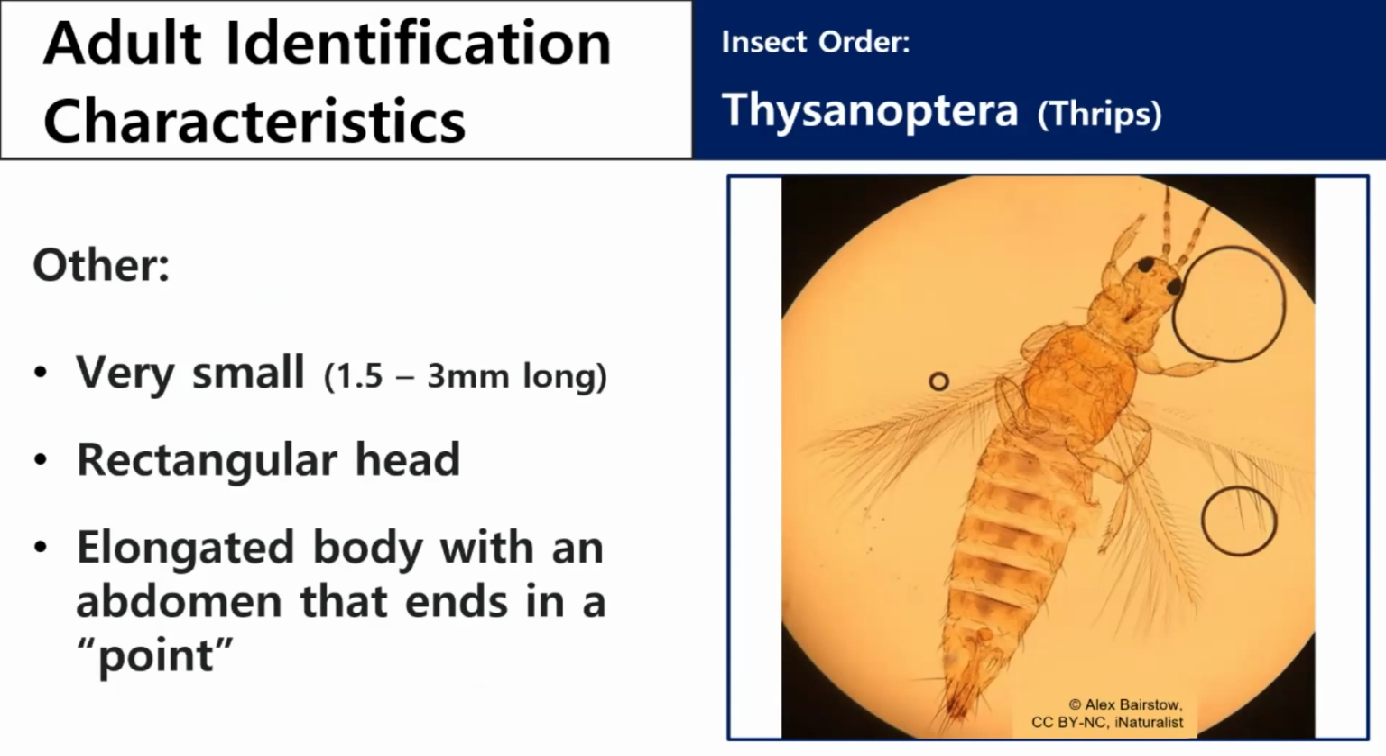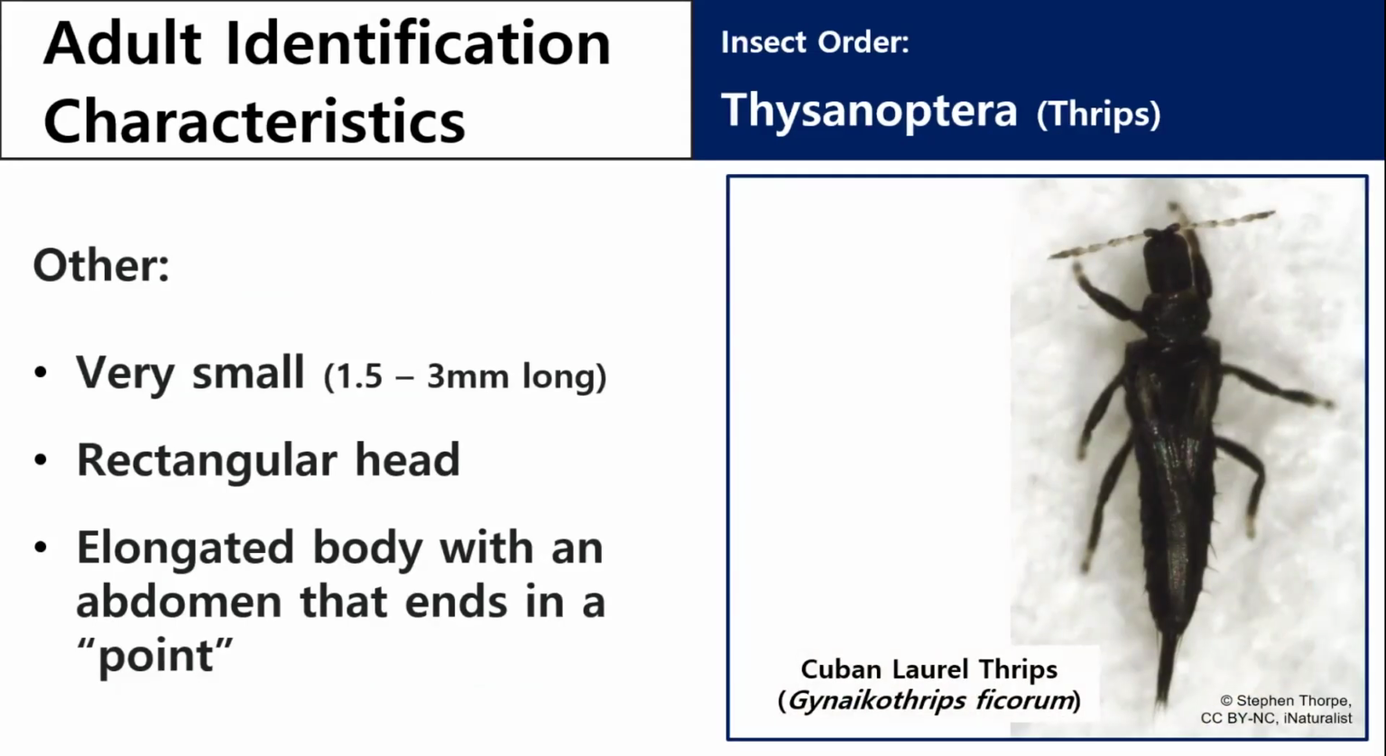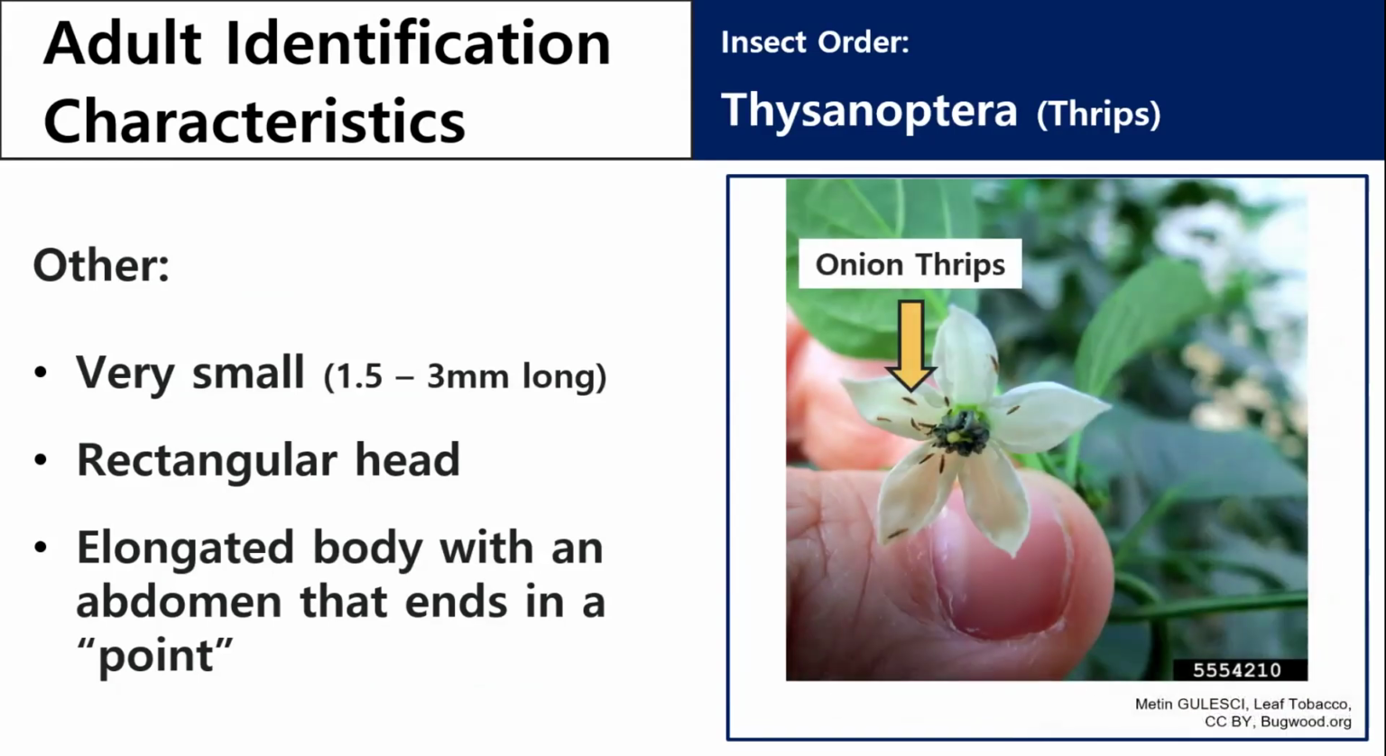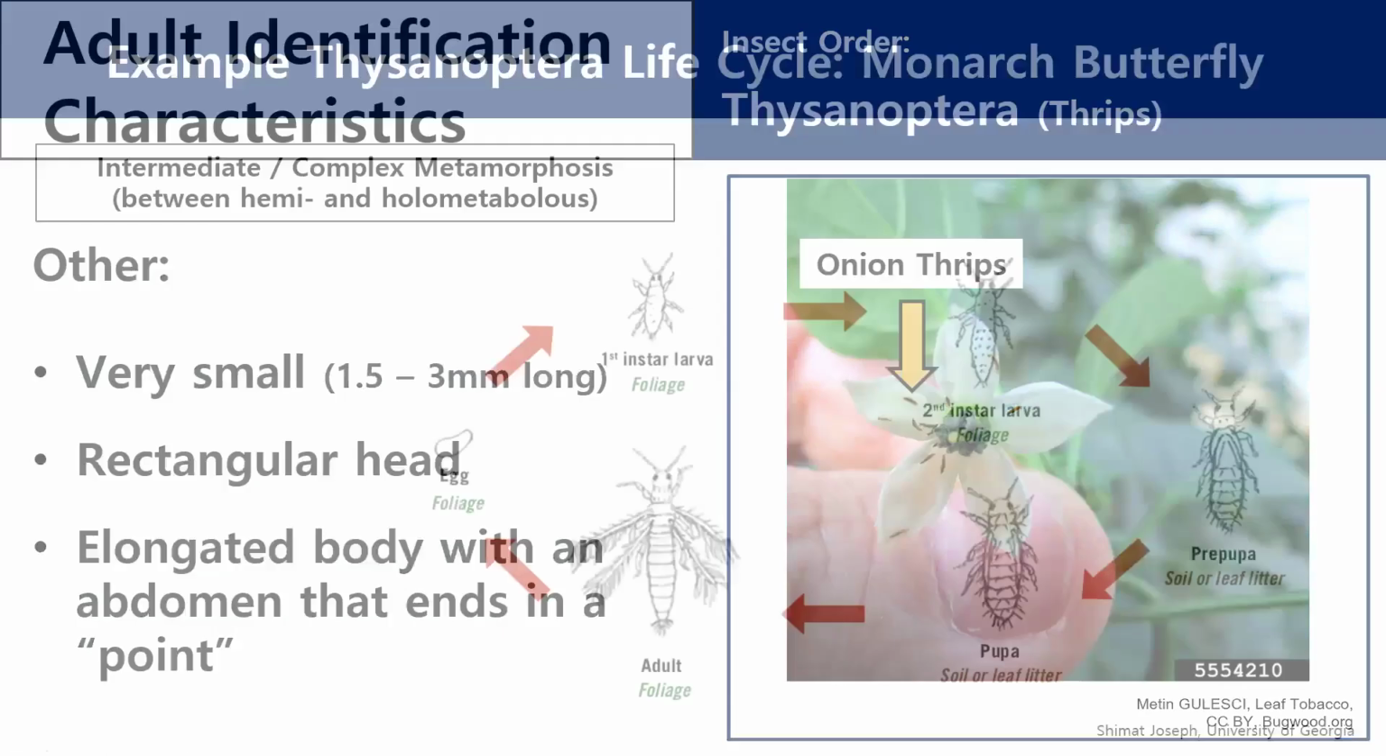So a hand lens is very helpful here when we're looking at these particular insects. They have an elongated body that typically ends in a point. We have an example here of a Cuban laurel thrips, more of a darker coloration. And then for size reference, we can see some onion thrips on this onion flower. So each of these little elongated insects here is an individual thrips. Again, hand lens, very handy.